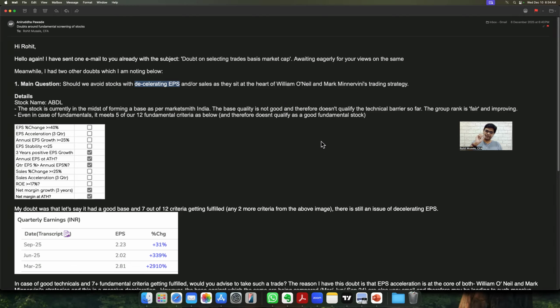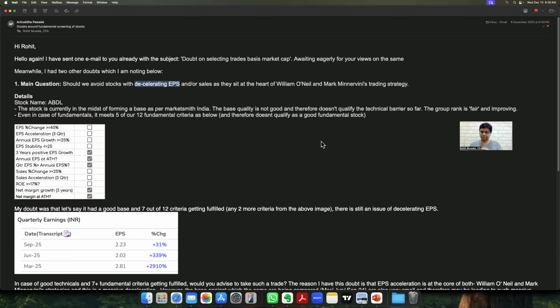I have a slightly different approach because I believe that if the EPS growth rate of a company is decelerating for the latest 3 quarters, it does not mean that I outright reject the company, because I look at everything from the prism of risk management. I look at everything from the framework of risk management.